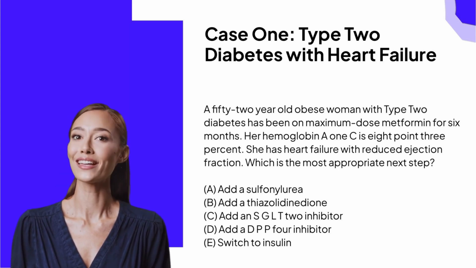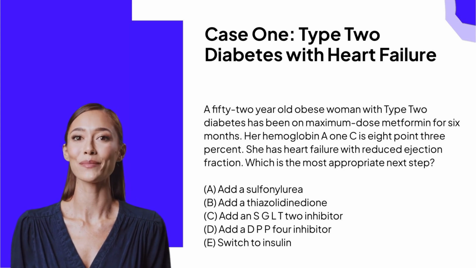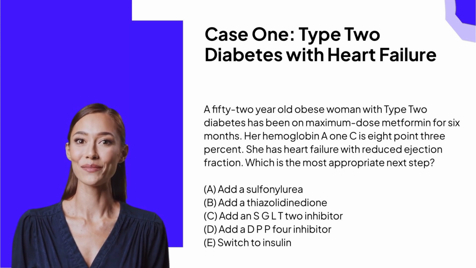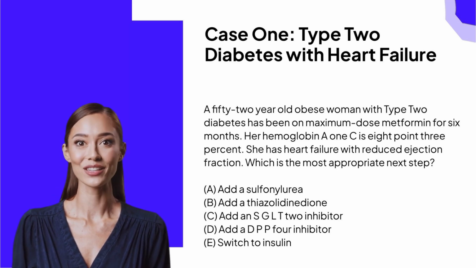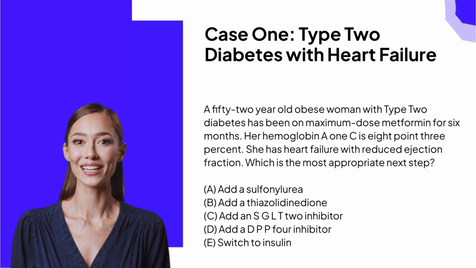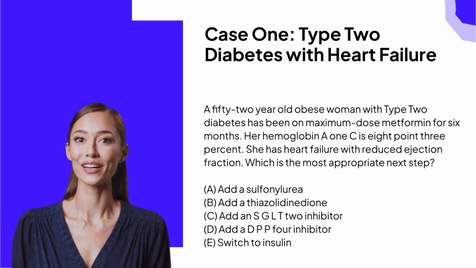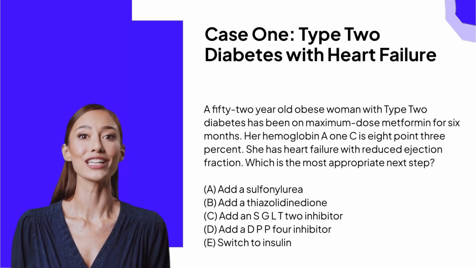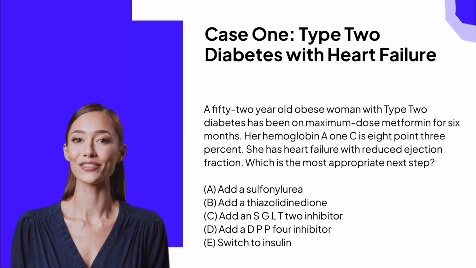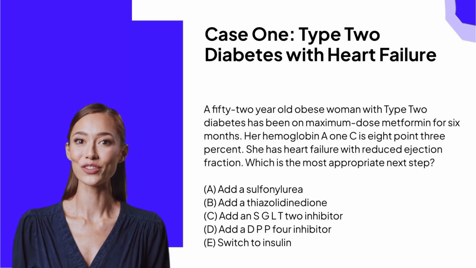The question is asking you to pick a second-line agent, but here is the test-taking strategy. The heart failure history is not just background information. It is the key to the question. On board exams, when they give you a specific comorbidity, it is almost always relevant to the answer. So before we go through the choices, ask yourself which diabetes medication has a proven mortality benefit in heart failure. Hold that thought as we walk through the answer choices on the next slide.